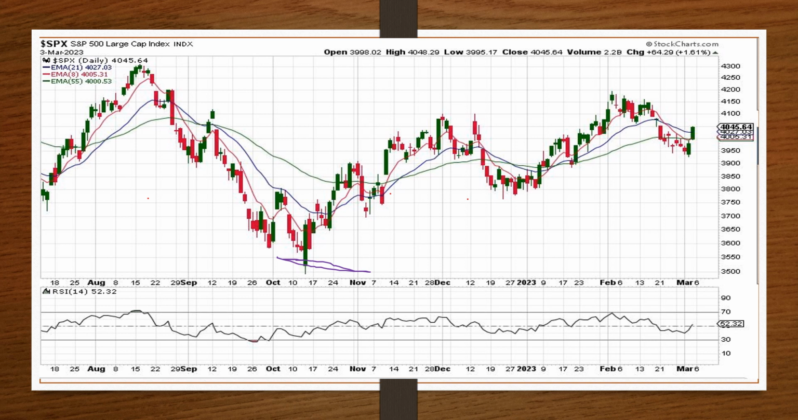The green is a 55 exponential moving average, the blue is a 21 exponential moving average, and the red is an 8 period exponential moving average. Now, when the blue has crossed above the green, our simple definition is that we are now in an uptrend. That is our setup. Our trigger is when the price and or the red crosses above the 21.